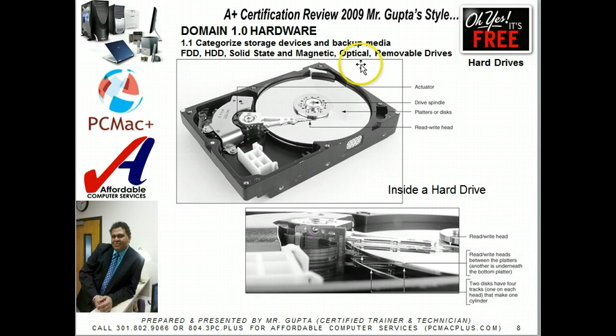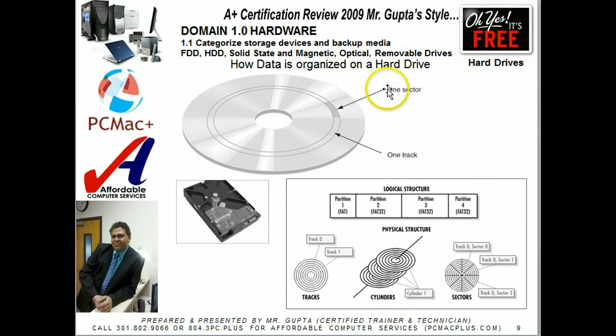Here we have the architecture of the hard drive. This is an open drive, and it's showing you the actuator right here, and your spindle that spins your drive, and these are your platters and the read and write heads. Here you can see the read and write heads are on both sides, and you have 2 platters here. This is showing you what a track and a sector look like.